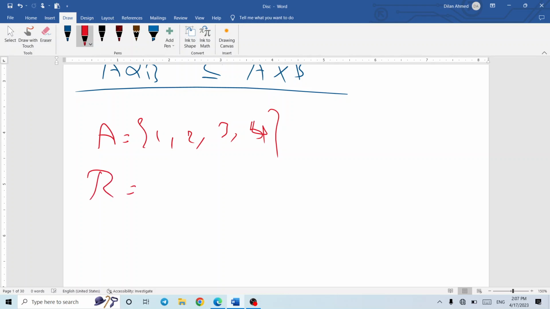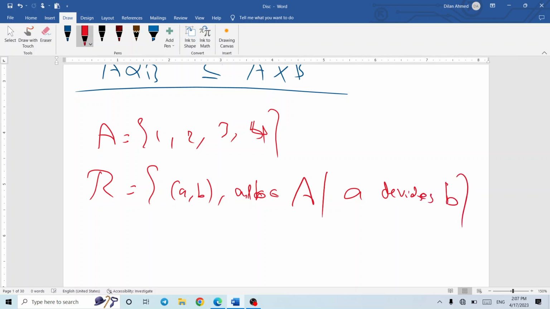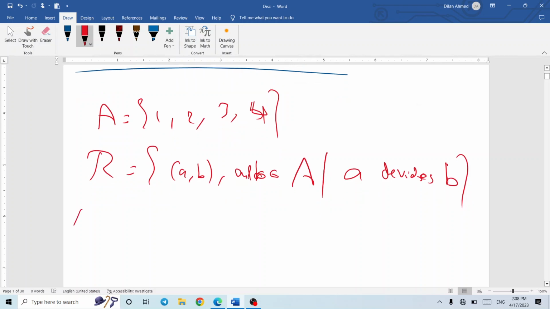I say R is a relation equal to {(a, b)} such that a and b belong to A, and the condition is a divides b. It means that a can divide b without remainder, without fractions. I want an integer. So I can build a relation like that.